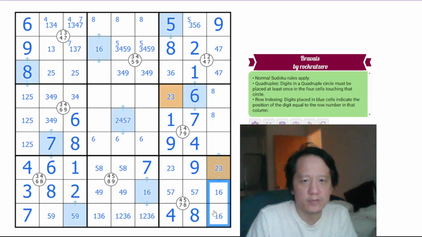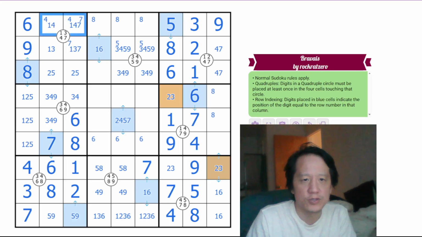So this must be a 1, 6 pair. This can't be 5 anymore. We have a 2, 3. This 5 eliminates 5 here, so this is 7, which makes this 5. This 2, 3, 2, 3 pair in column 7 eliminates 2 and 3 in the rest of the column, so this can't be 3. This is 6. This can't be 6. This is 3.